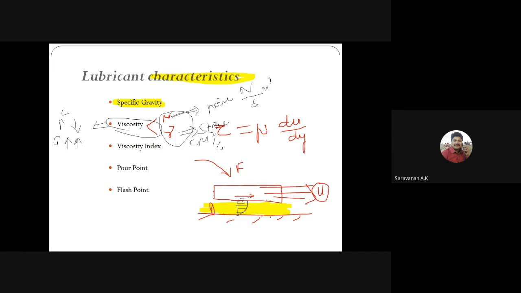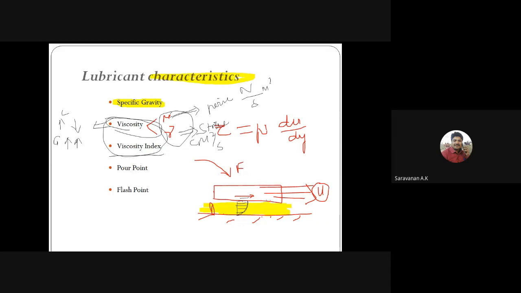So the effect of the temperature on the viscosity will be expressed in terms of the viscosity index. So these two, the viscosity and the viscosity index, are very important characteristics of the lubricant.